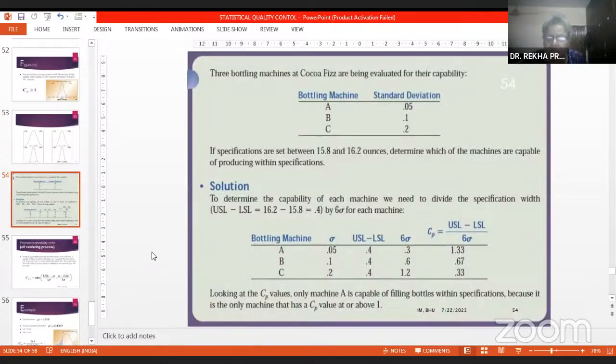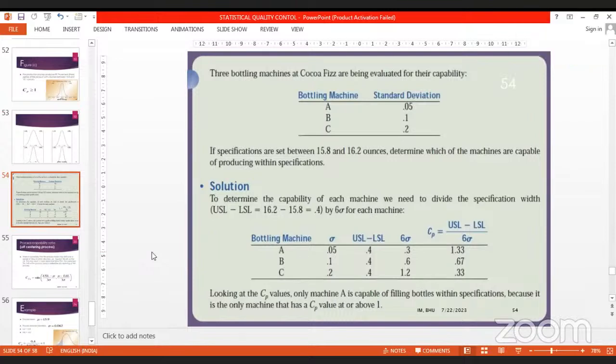This is another example. Three bottling machines at Coca-Cola are being evaluated for their capability. Bottling machines A, B, C, three machines हो गई. Standard deviations 0.05, 0.1, 0.2. Specifications are set between 15.8 and 16.2 ounces. Determine which of the machines are capable of producing within specifications.